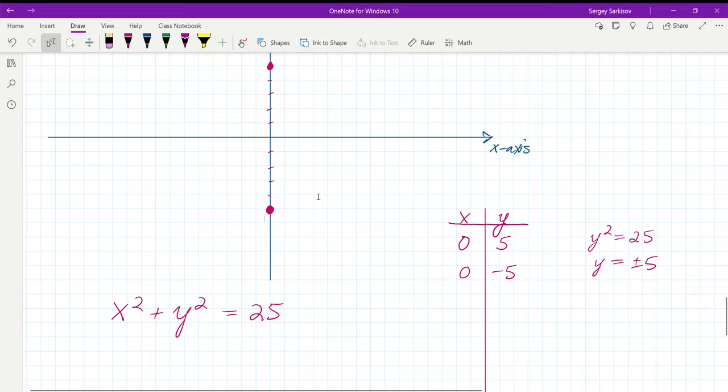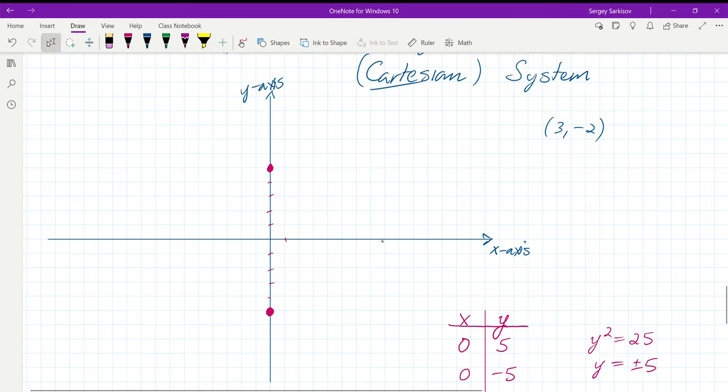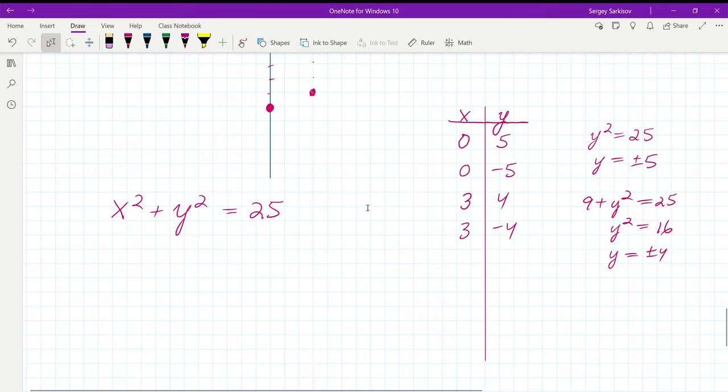Let's do some more. How about x is 3? Well, if x is 3, you get 9 plus y squared is 25. Subtract 9 from both sides. Y squared is equal to 16, and y can be plus or minus 4. So you get 3, 4 and 3, -4 works, right? And what does that mean? Well, you go right 1, 2, 3, up 4, right there. You go right 1, 2, 3, you go down 1, 2, 3, 4, right there. We're getting more points. And similarly, you can get more points.